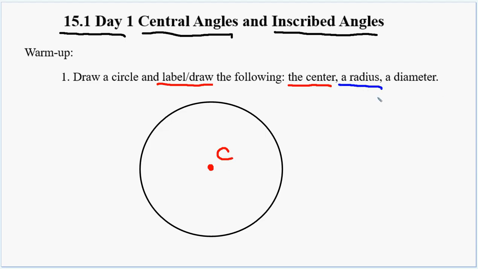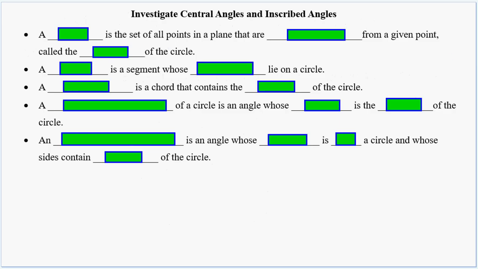I'll use blue for the radius. The radius of a circle goes from the center straight to a point on the circle. So I will do R for radius, and then I'm going to switch to black ink for the diameter. Diameters go across the whole circle, and they go through the center. So the black ink, I'll use letter D for diameter. And those are terms you should have known from a previous math class.